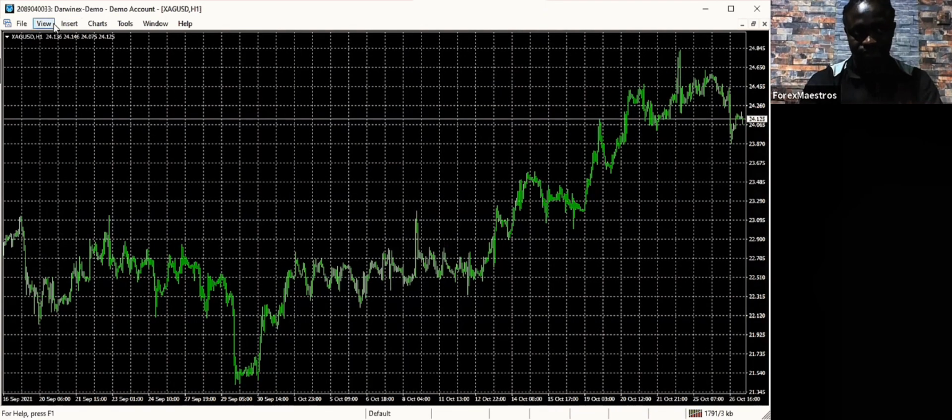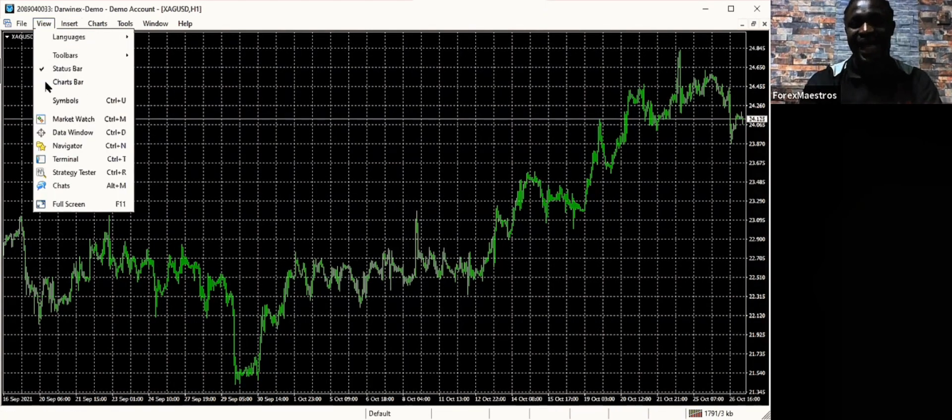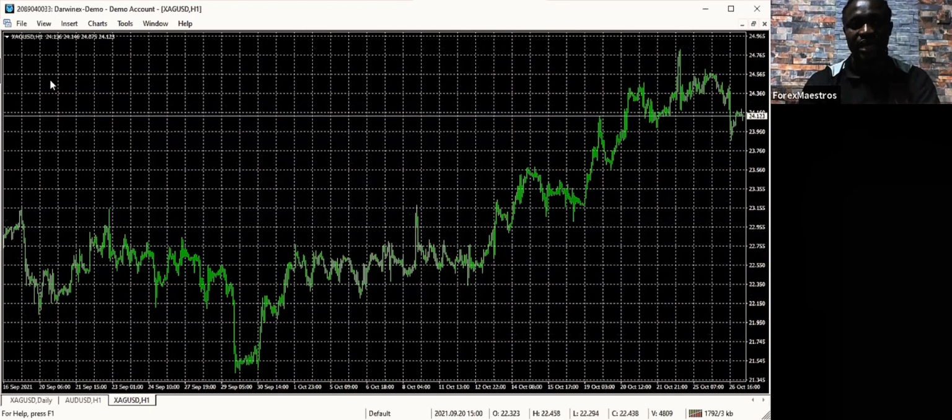Go back to the view and click. See, it was not checked before. The status bar wasn't checked before, but now it is checked. Go to the chart bar and then check it also. All right, we've checked the chart bars.